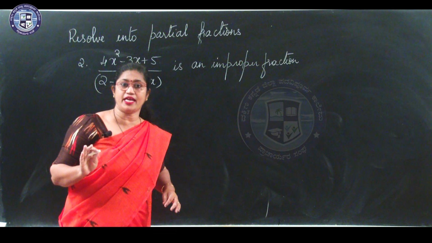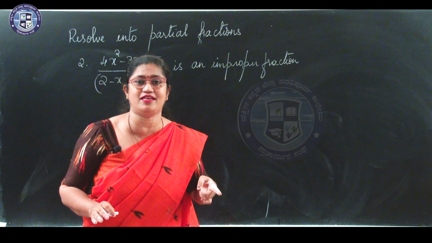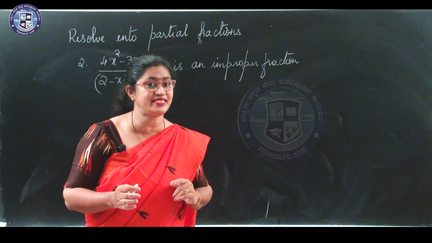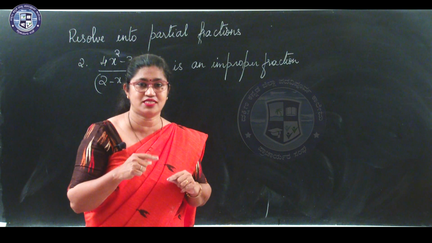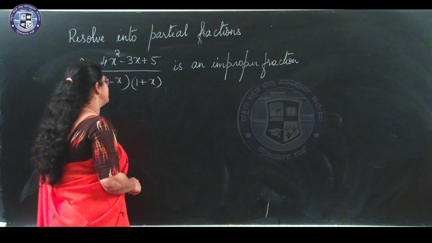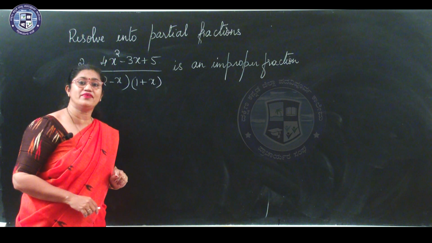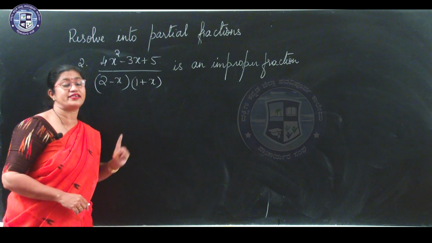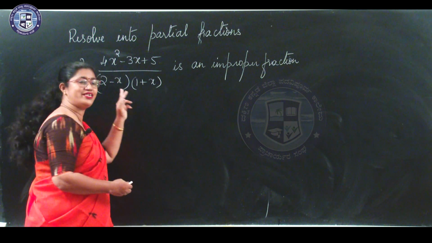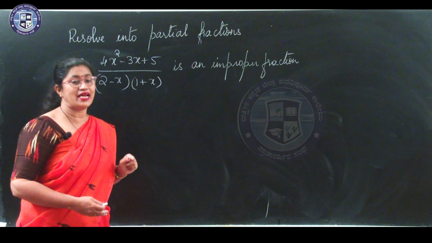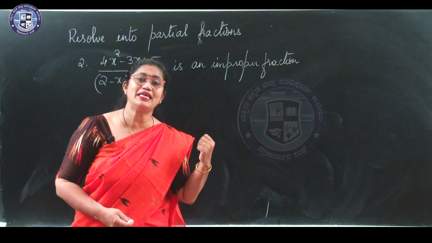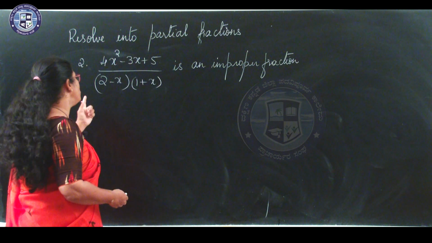The moment you get an improper fraction, immediately divide, convert it, and write it as, think in your mind, answer plus remainder divided by denominator. Yes, right. Now, how do I divide this? This is in the factorized form. When I resolve into partial fractions, I want it in the factorized form, but when I divide, I want it in the expanded form. So, you need to multiply this and expand the denominator.